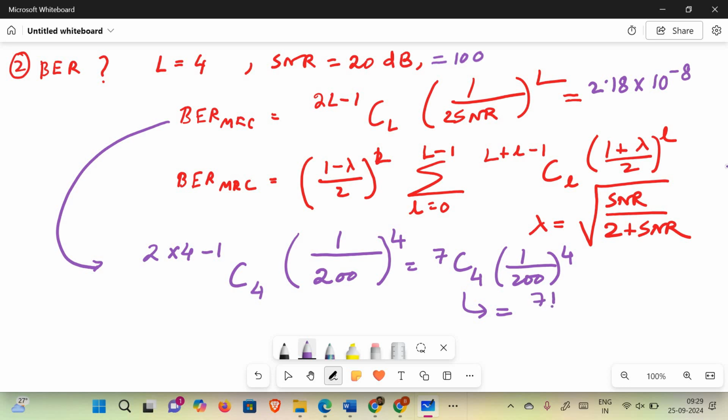So this is 7 factorial divided by 4 factorial, 7 minus 4 factorial, 1 by 200 whole to the power 4. But usually do it this way around and we can get the final answer. So that gives you 2.18 into 10 to the power minus 8. Now can you solve the other way around? The exact solution, what you are getting with the exact solution.